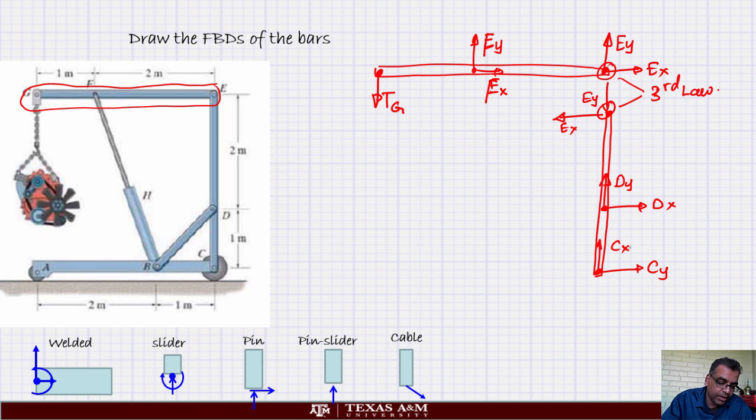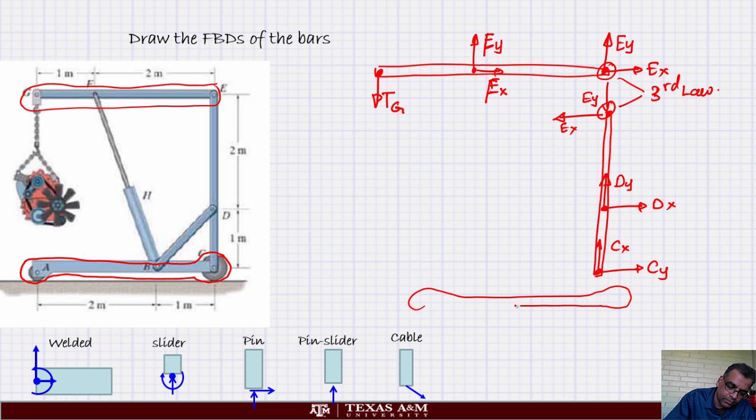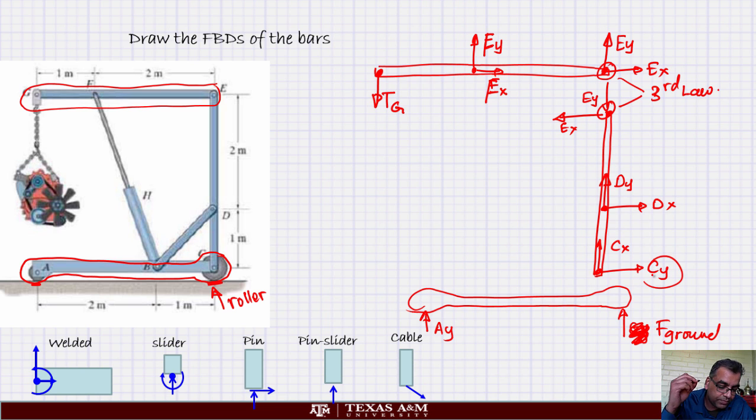Okay, you can finish this drawing by drawing this base. I'm going to consider this whole thing, and so I'm going to draw that separately here. What kind of a joint is this? Roller. Of course, you can see it's rolling now. And it's not powered. So, Ay, Cy. Sorry, I don't want to call it Cy. This is F ground. Why? Because Cy is that, right?